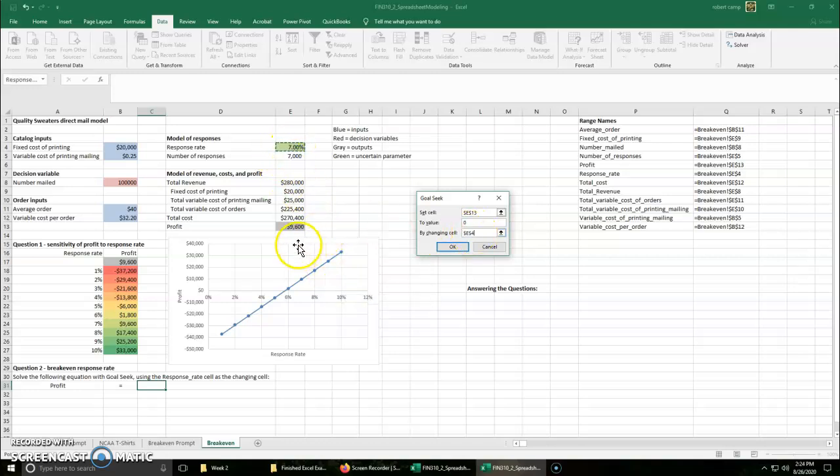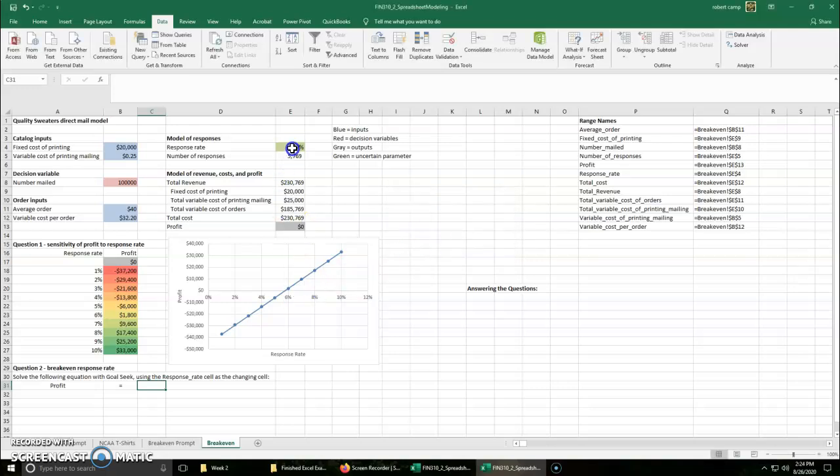So what Excel is going to do is it's going to keep varying this one variable right here until this profit matches what I put in here, which is 0. I hit OK, and it starts to change things, and it's done. So if I get a response rate of 5.77% with my number of responses, my revenue that I'm going to gain and my costs are going to equal out, so 0 profit.